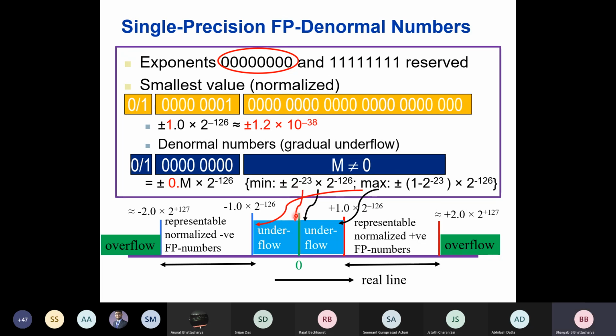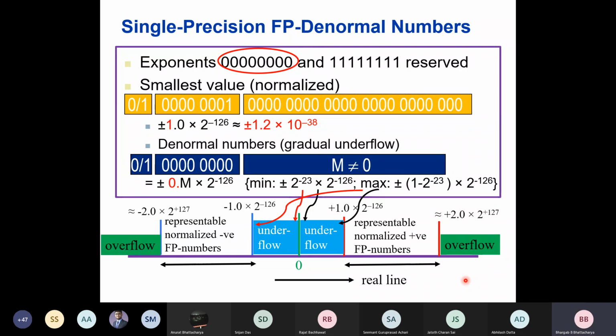So this minimum value would appear here. This is the closest to 0, and this is the value which is the farthest from 0. But in the underflow range, even in this underflow range, we can represent some numbers using the concept of denormalization, where the exponent field is fixed to all 0 and the mantissa is non-zero. And this describes the entire set of numbers which are representable using floating point.